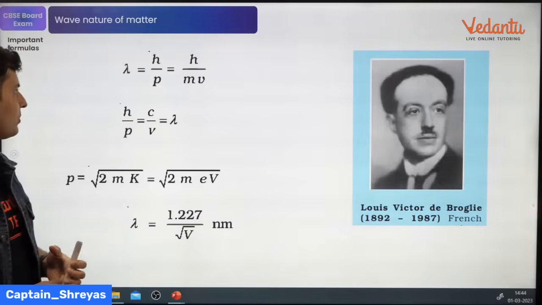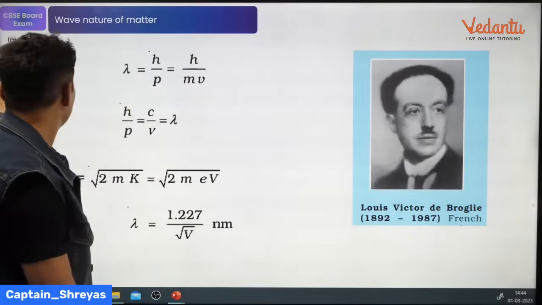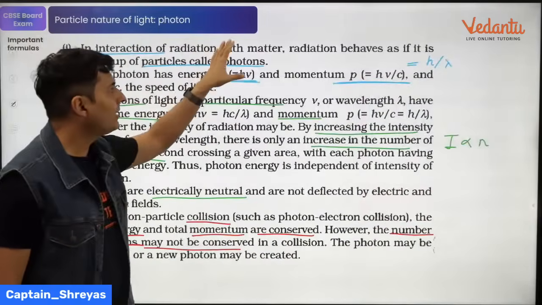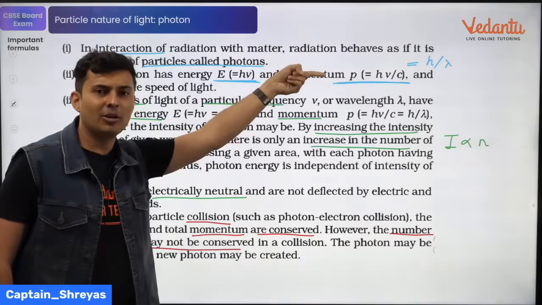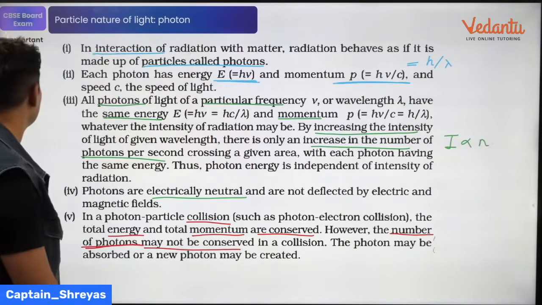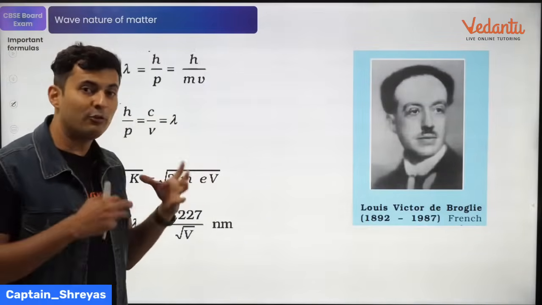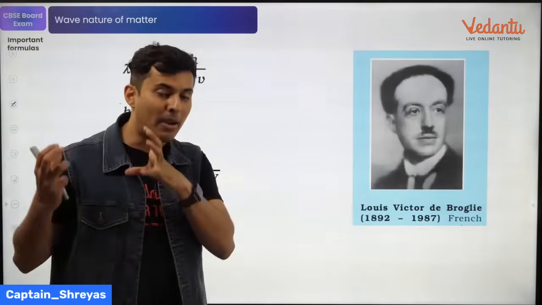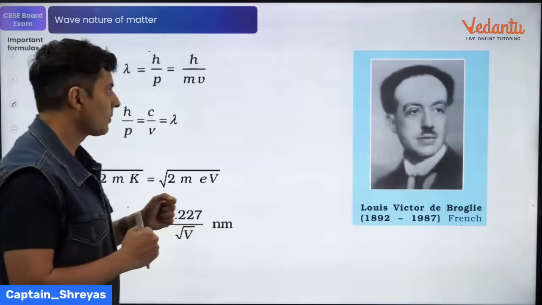Great. Moving to the next point. Just like I said in the previous slide, when light interacts with matter, it behaves like a particle. So then people thought, can particles also behave like waves? The answer is yes. Particles will behave like waves. That wave nature of matter, of a mass, is called the matter wave.